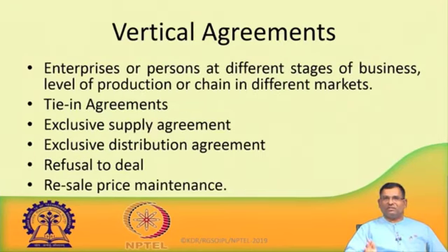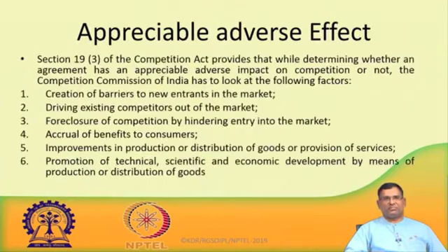See, vertical agreements include enterprises or business firms at different levels of production, in the chain or in different markets, and this includes, as I already said, tie-in agreements, exclusive distribution agreements, refusal to deal and resale price maintenance, which we will see later. And as I told you, if some activity of a business firm does not have an appreciable adverse effect on competition, then it cannot be prohibited. But what can be prohibited?